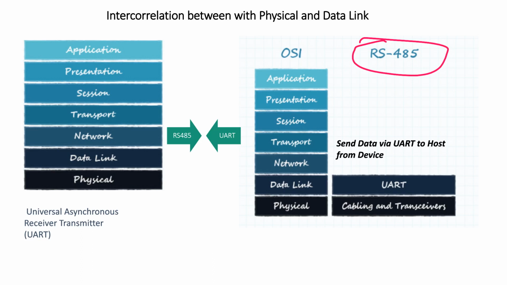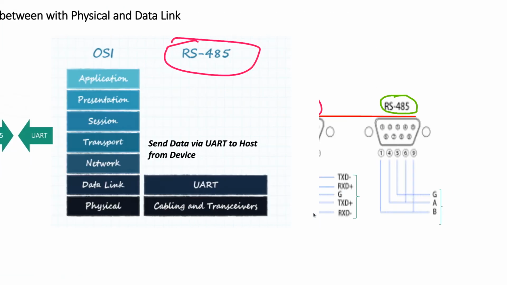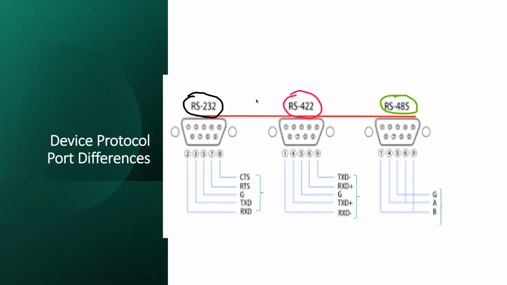So imagine there is a computer and, let's say, a monitor. Our device is the computer and the host is the monitor. So how are we sending via UART? Which kind of protocol? RS485. So the data link is hosting UART, and the physical layer is in fact hosting RS485. I hope it's clear. For device protocols and port devices, here we're going to talk in a bit more detail, but let's talk about it in the next video.